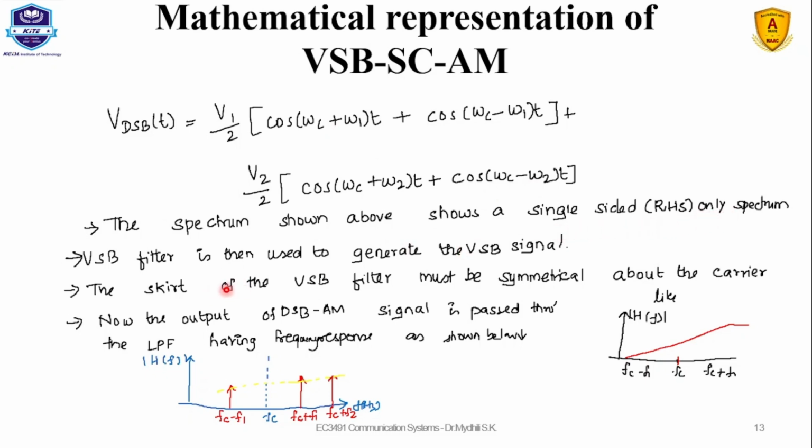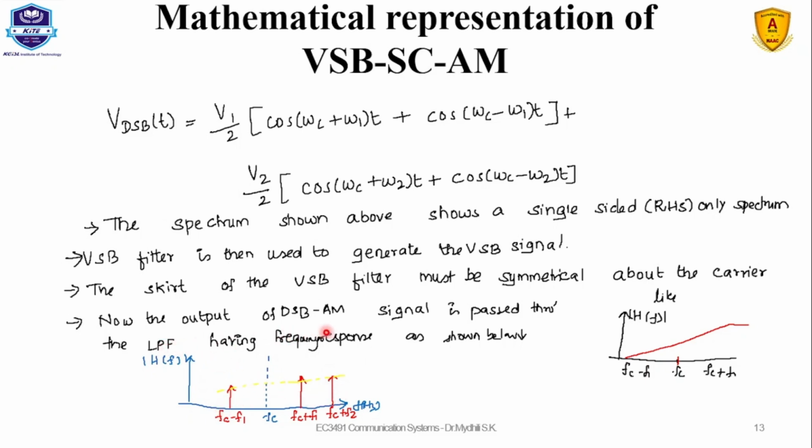The VSB filter is then used to generate the VSB signal. When it is passed through the VSB filter, the filter eliminates the unwanted signal, and we get only the skirts of the signal which is to be transmitted. The skirt of the VSB filter must be symmetrical about the carrier. Symmetrical here means it should be equivalent with respect to the left and right side.